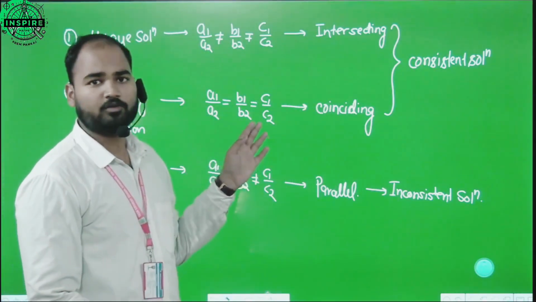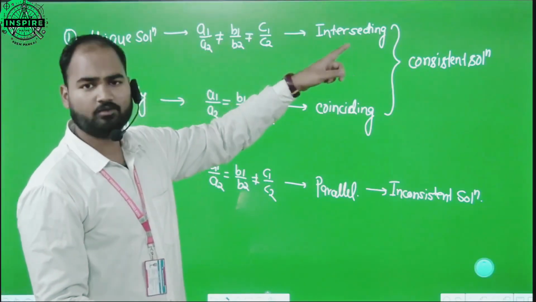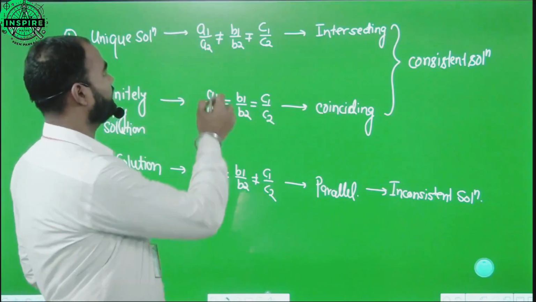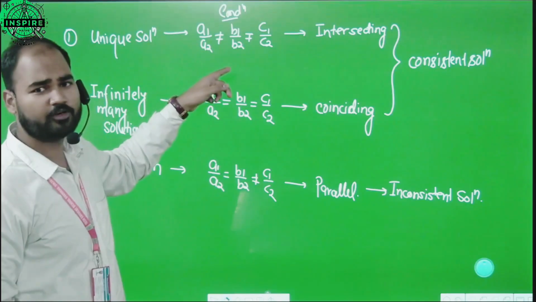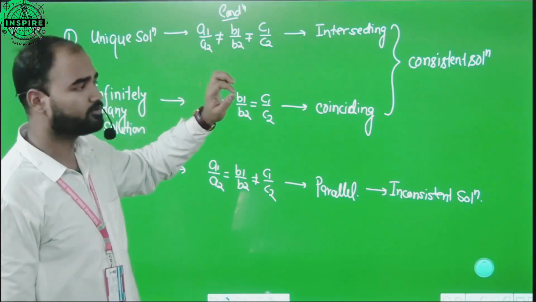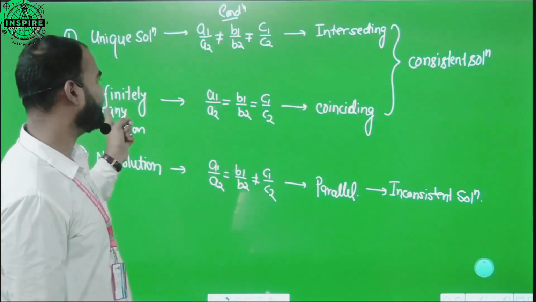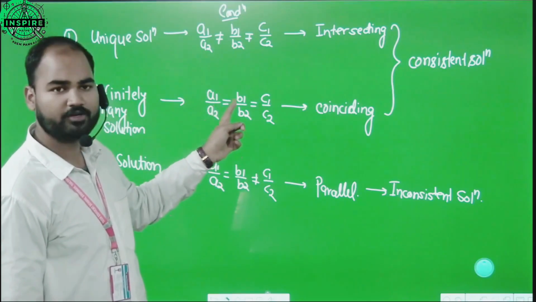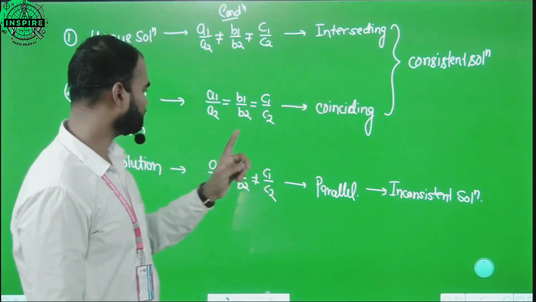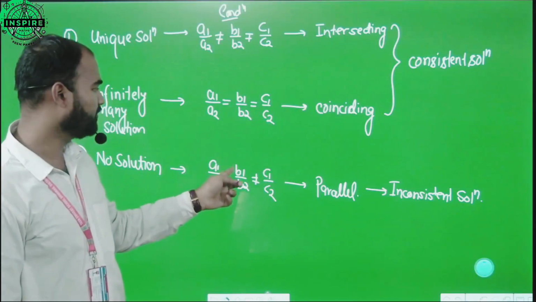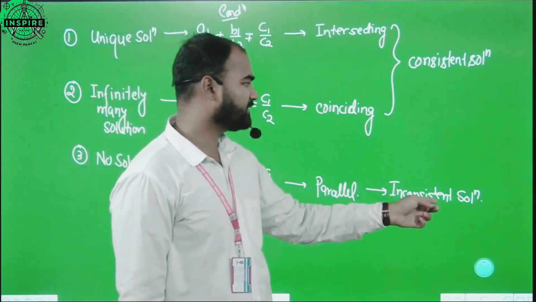Okay, so for the board examination, this topic is very important. Unique solution is when the lines intersect at only one point, and the condition is a1 upon a2 not equals b1 upon b2, and the lines are intersecting, and the solution is called a consistent solution. Second is infinitely many solutions, when a1 upon a2 equals b1 upon b2 equals c1 upon c2, meaning the lines are coinciding and the solution is consistent. No solution is when a1 upon a2 equals b1 upon b2 not equals c1 upon c2. These two lines are parallel and this gives an inconsistent solution.